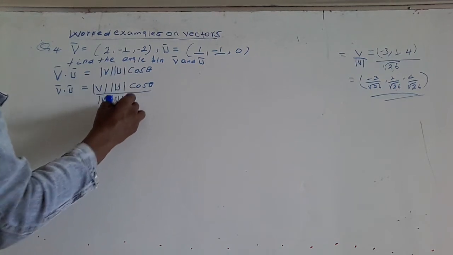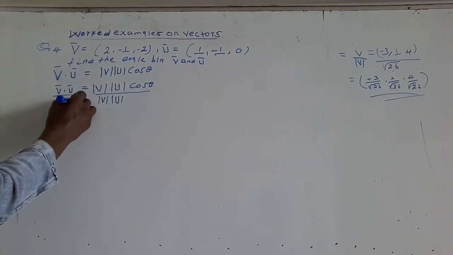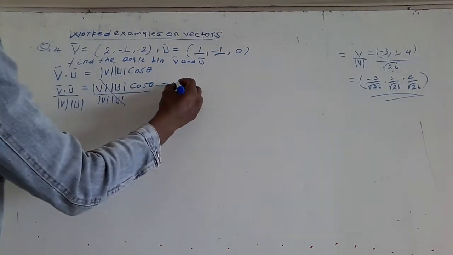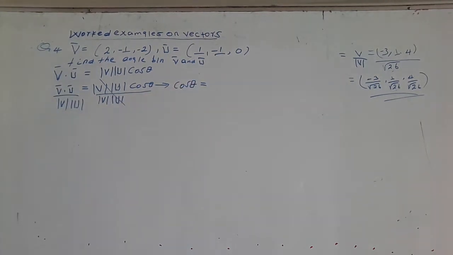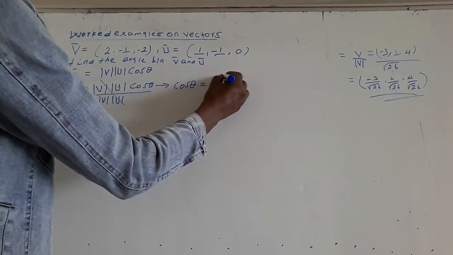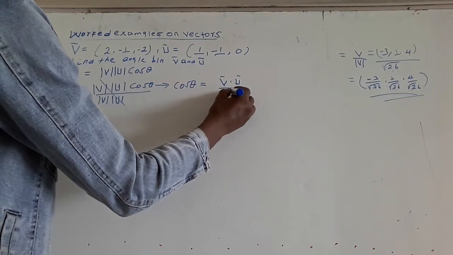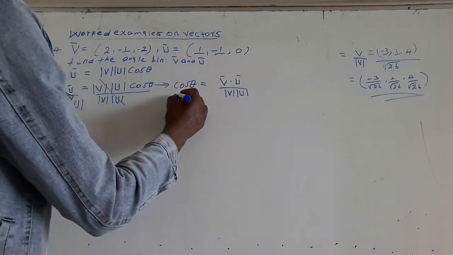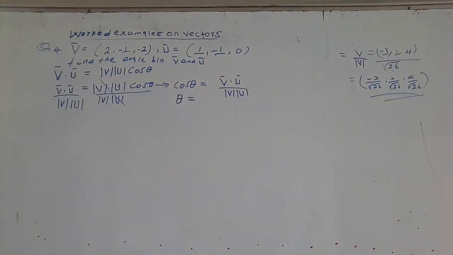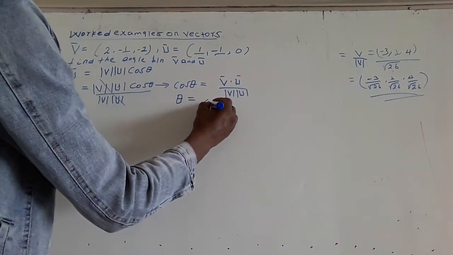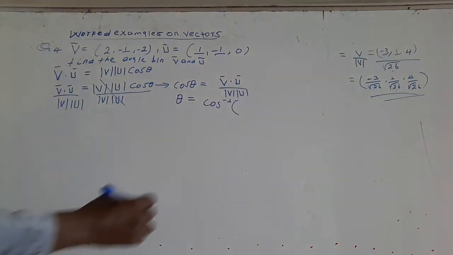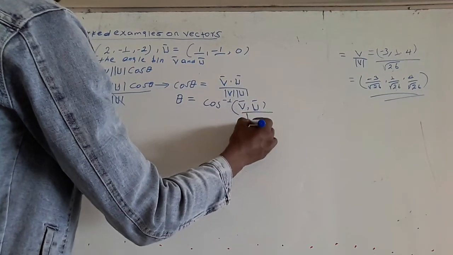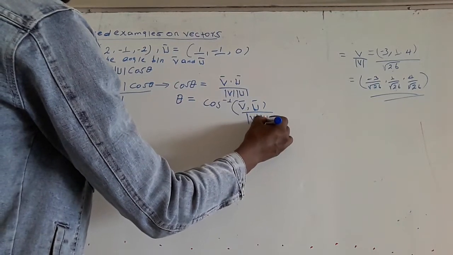So this is the concept. It implies cos theta equals vector B dot U over magnitude of B times magnitude of U. This means theta equals cos inverse of B dot U over magnitude of B times magnitude of U.